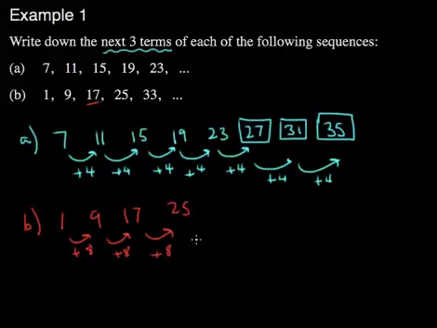So this is going to be the same sort of thing. So what we'd have to do is to work out what adding 8 to 33 would be, which is 41. And then adding 8 to that would be 49. And then adding 8 to that would be 57.